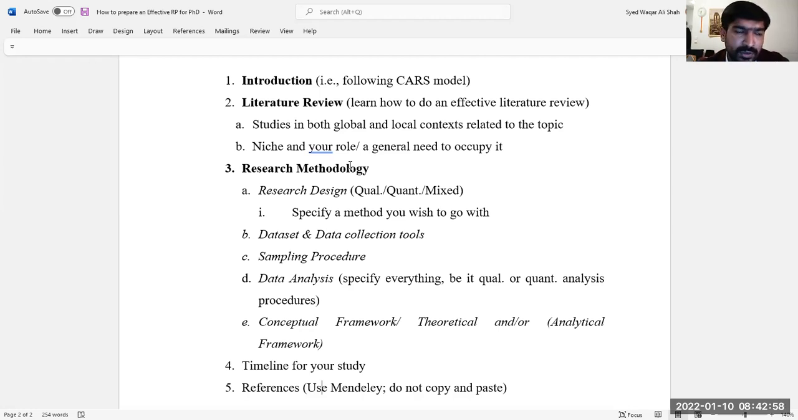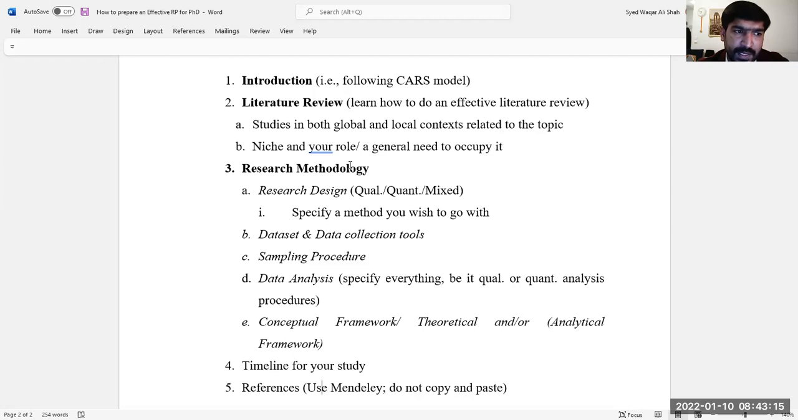So do not assume that your professor already knows everything about it, or that the panel of experts would already know what you want to do. Definitely, you need to give minute details about each and everything in the methodology part.